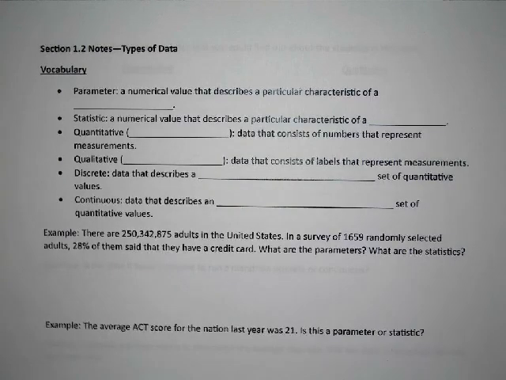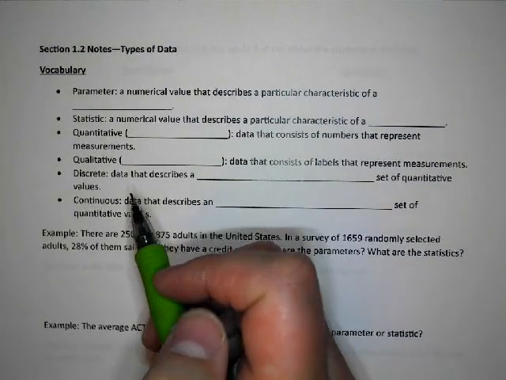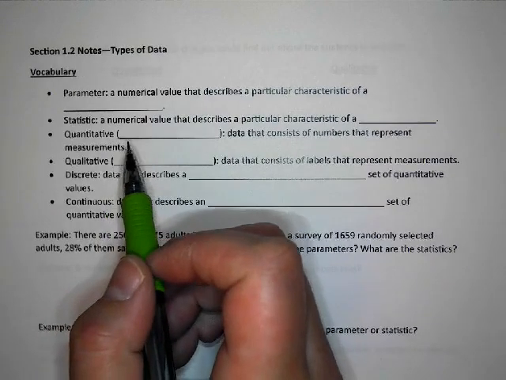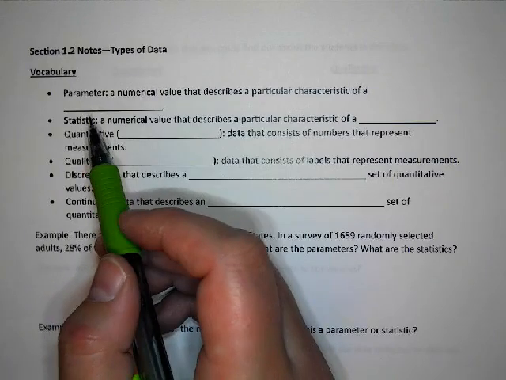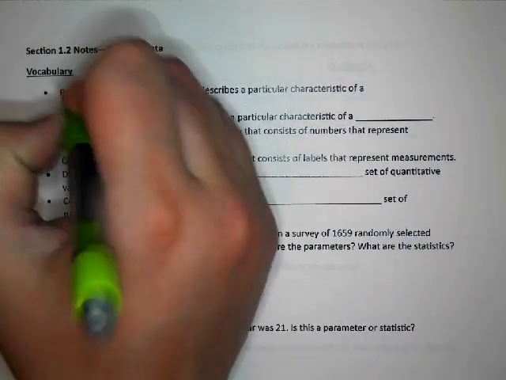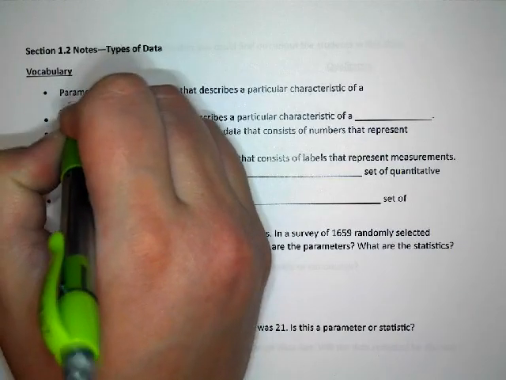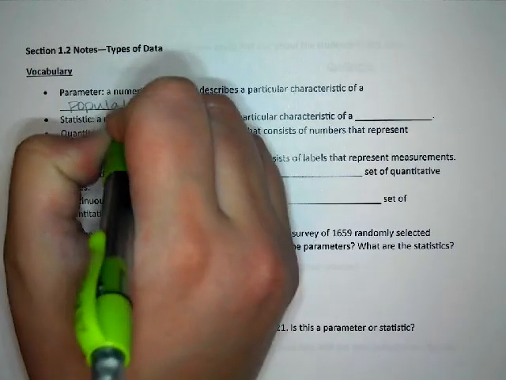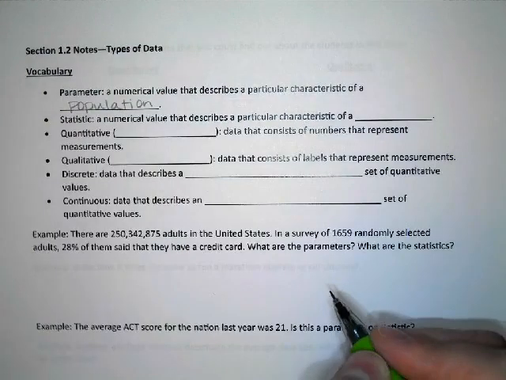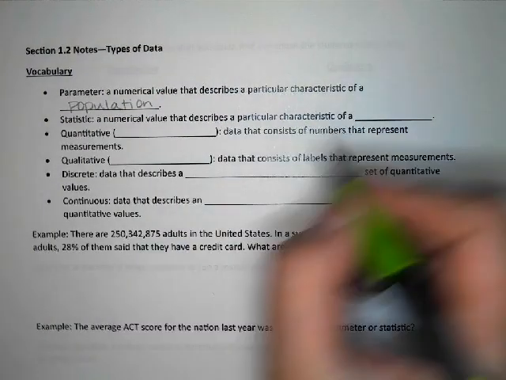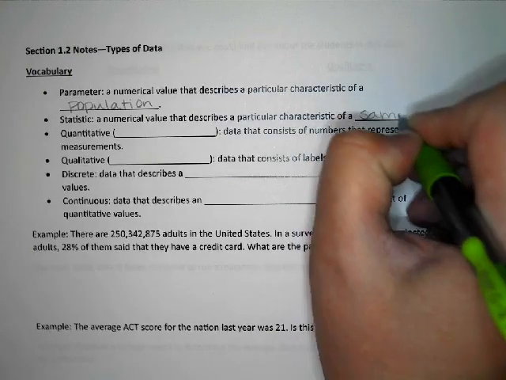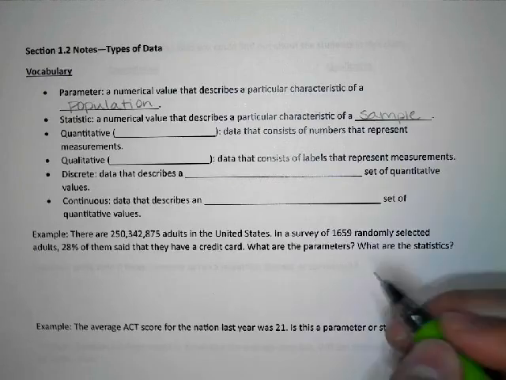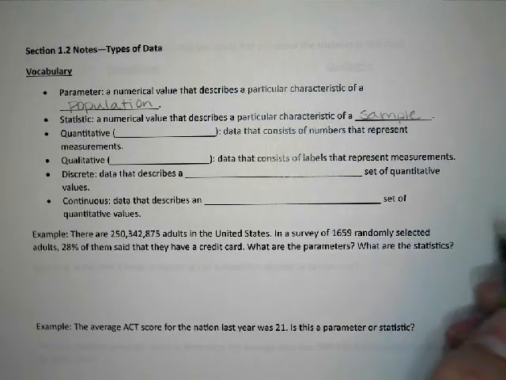All right, these notes are going to be on section 1.2, different types of data. So we have a few different vocabulary words we're going to start with. First is a parameter, which is a numerical value that describes a particular characteristic of a population. And the second is a statistic, which is a numerical value that describes a particular characteristic of a sample. So populations have parameters, samples have statistics.